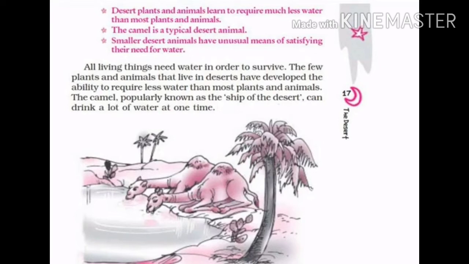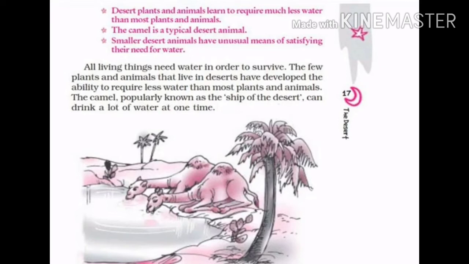Children, we all know that without water, no living things can survive, right? But there are some few plants and animals in the desert who have developed the capacity to use very little water compared to other animals in the world. And one such animal is the camel. Children, you know that people who live in the desert use camels to move from one place to another. That's why we call camels the ships of the desert, right?